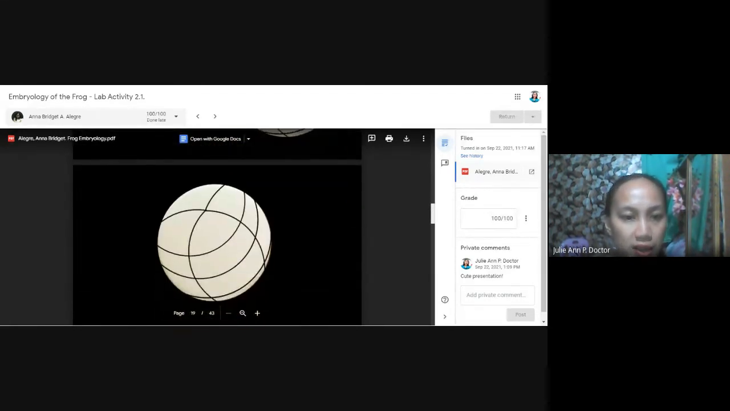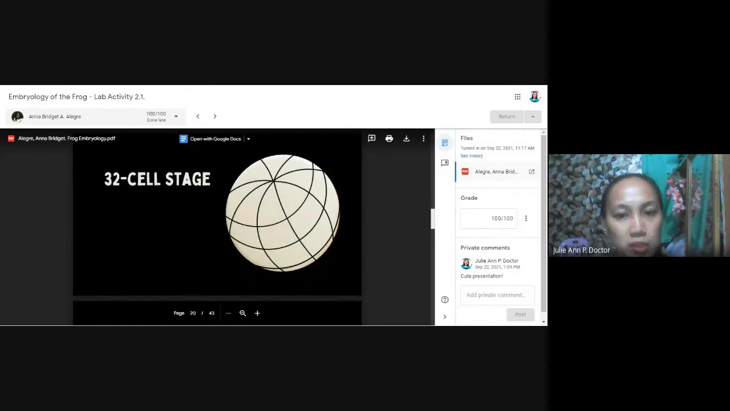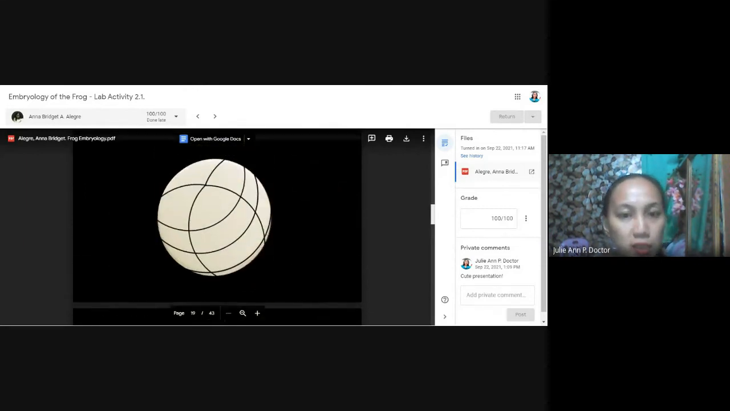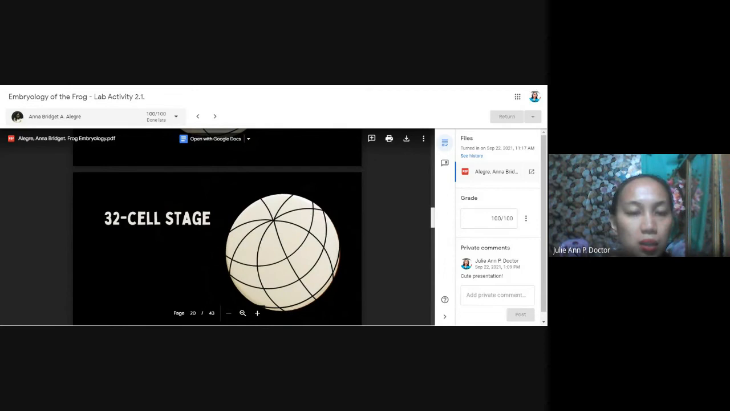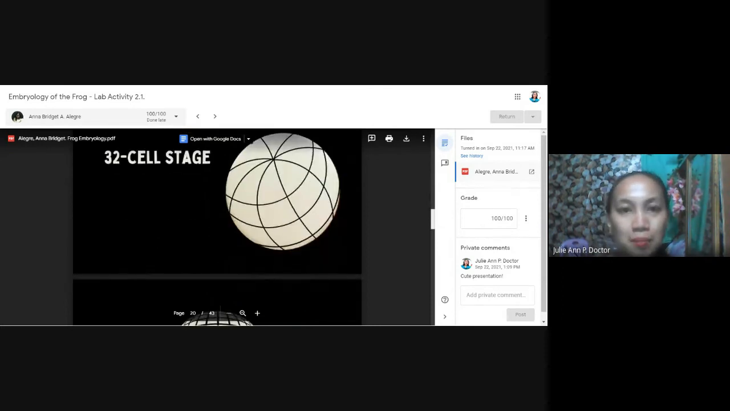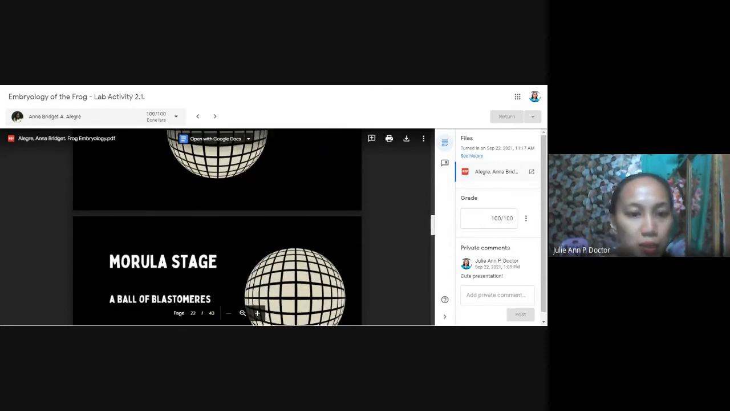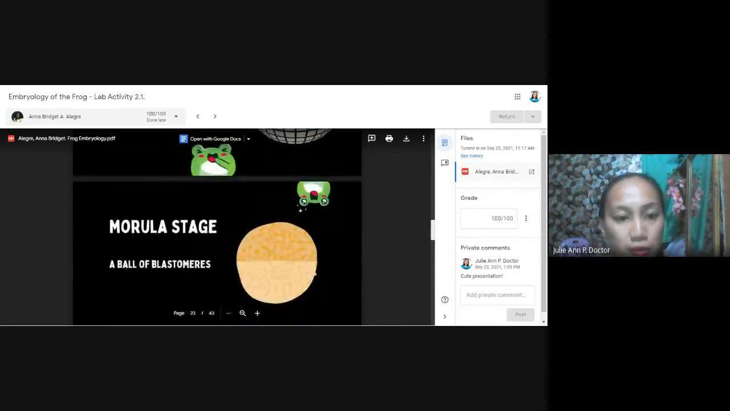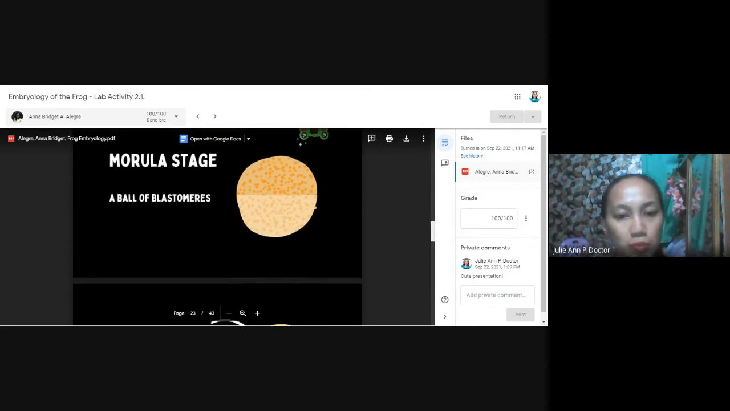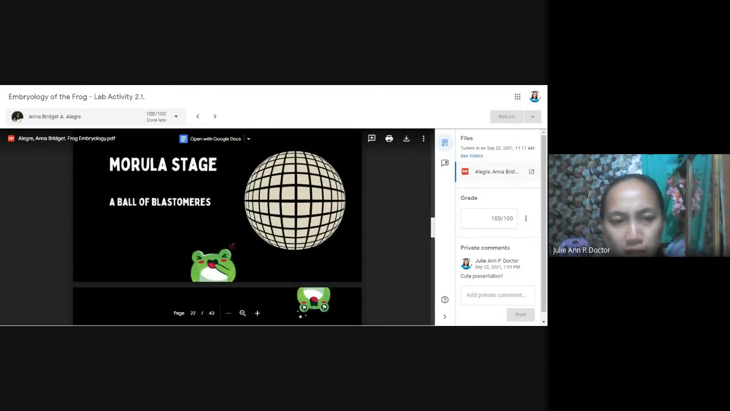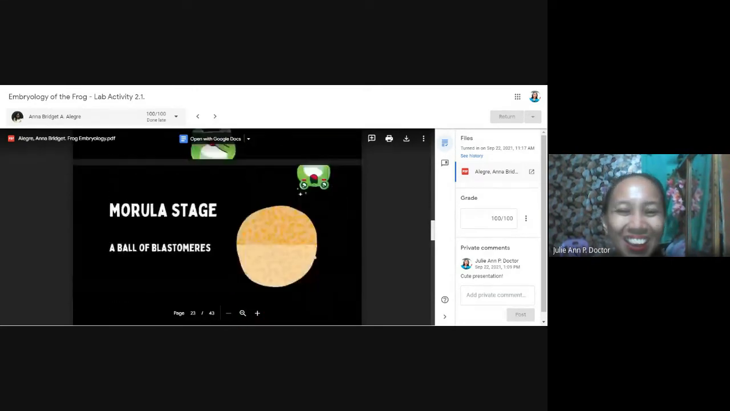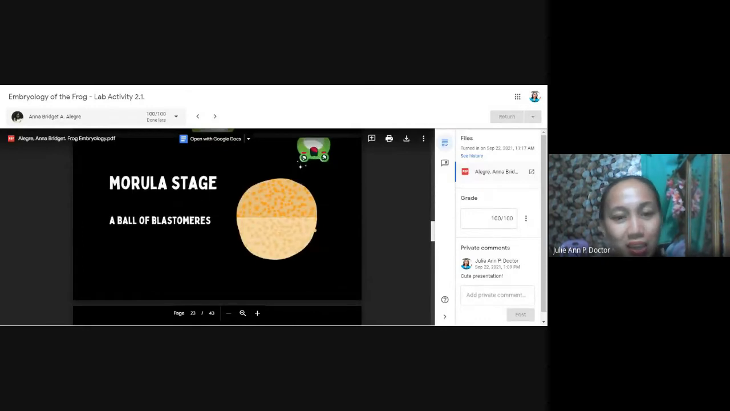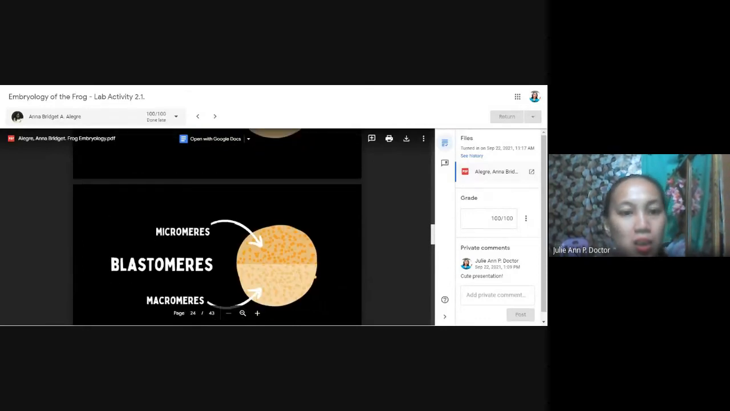16 cell stage and 32 cell stage. As you observe, one cell divides into two, and then that sister cell will again divide into two. We call it cell division, right? Now we have the morula stage in which we have a ball of blastomeres already. Morula stage, a ball of blastomeres. If you want to know the number of cells, you can do your math, okay? So it's like an exponential growth of cells.